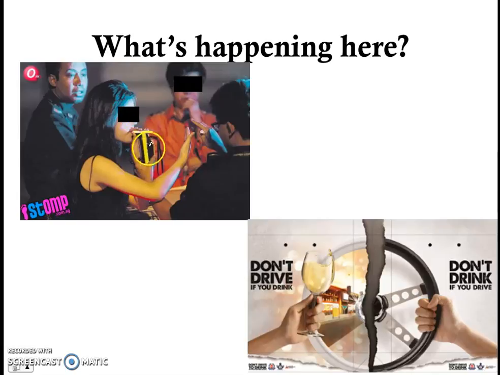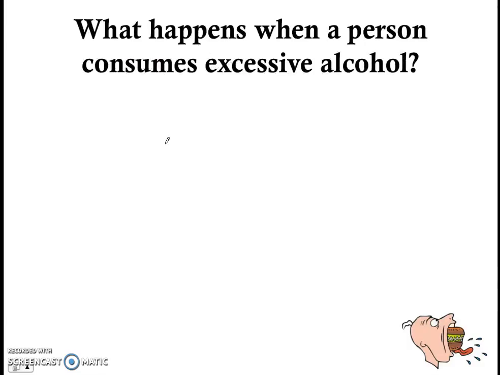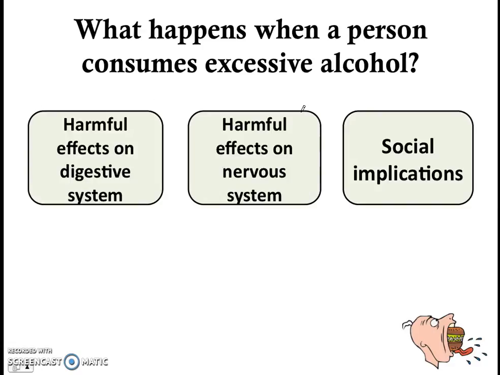This breath analyzer actually just tests her breath for the concentration of alcohol in her breath. And she can be fined if it's found to be above a certain amount. And what we're interested in this final part of this chapter is what happens when a person consumes excessive alcohol. You can look at this in your textbook, page 107 to 108. Now there are three different things that could happen, right? Alcohol can have harmful effects on the digestive system, on the nervous system, and also social implications or consequences.